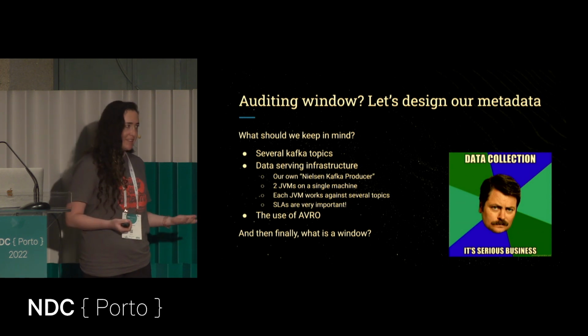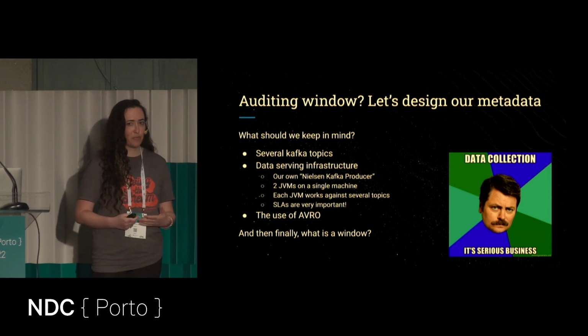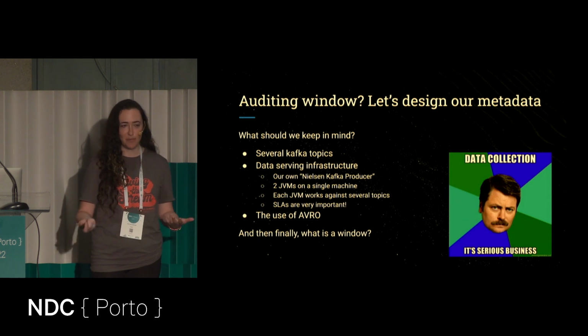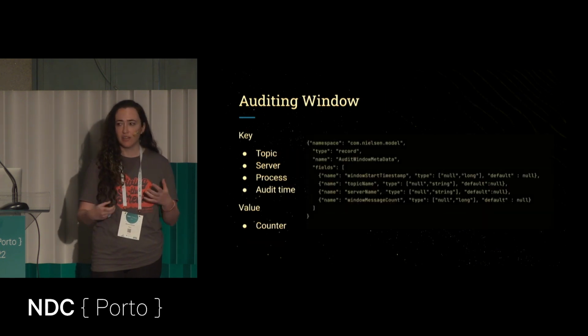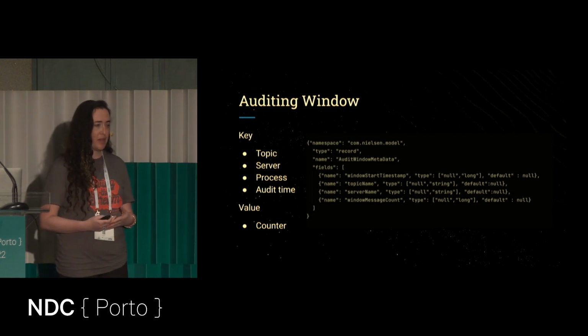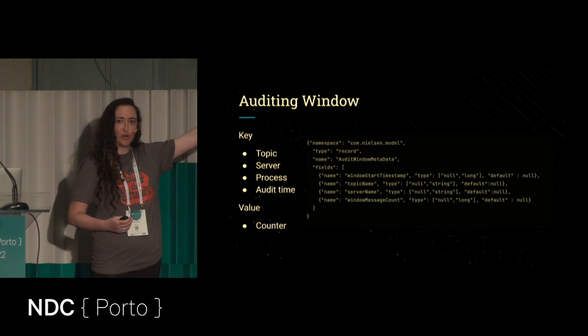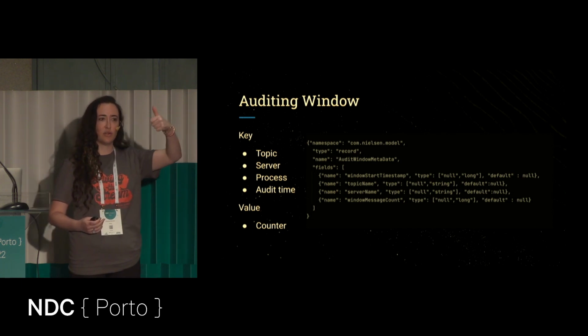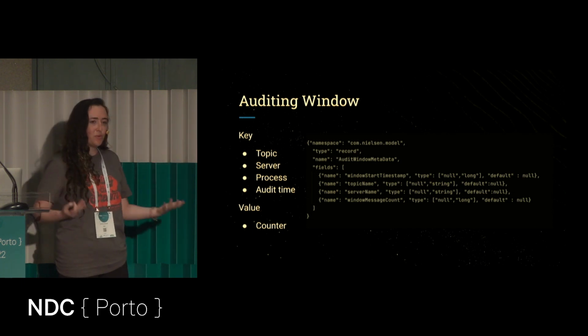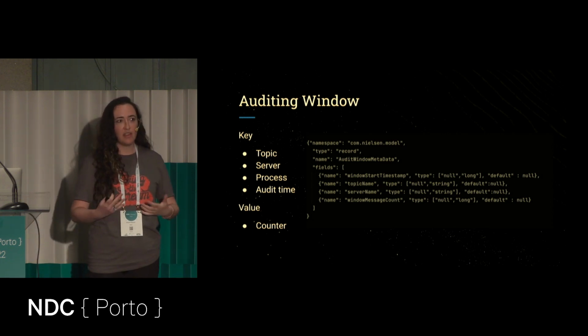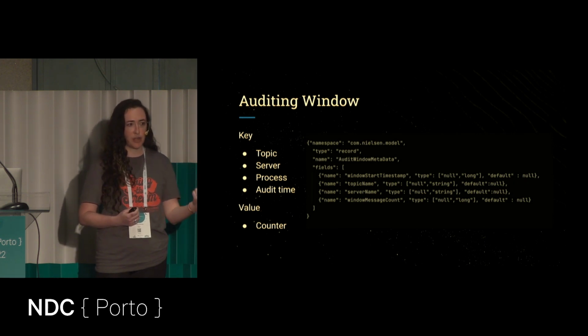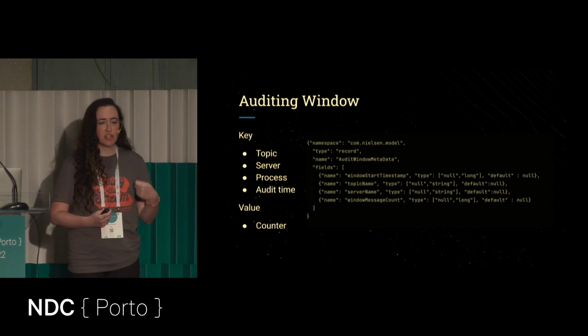So last but not least, why is the word window written on my screen? What does that mean? Well, the auditing window is going to be our metadata object. Can you guys see the Avro definition all okay? Cool. So what do you see? You can see everything that I've mentioned. We have topic, server, process. So for every topic, for every server, for every process, we're going to just count the number of messages being produced.